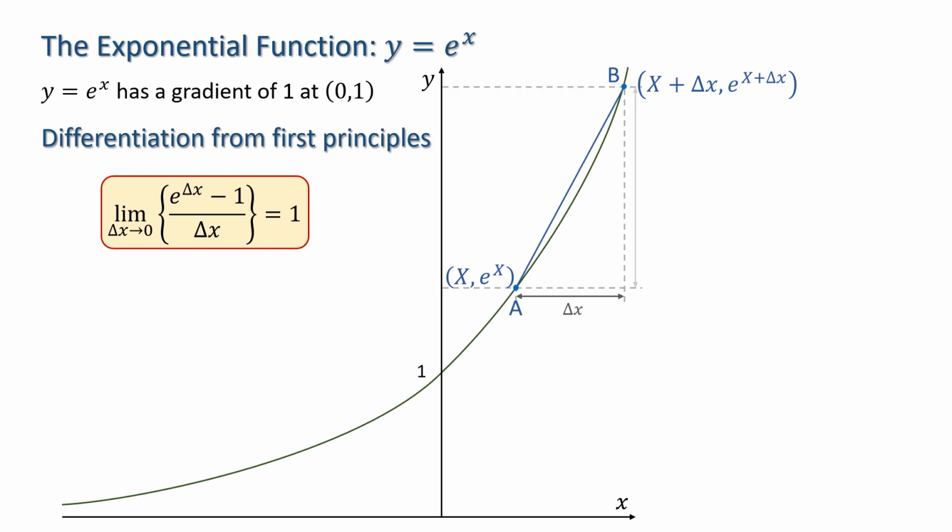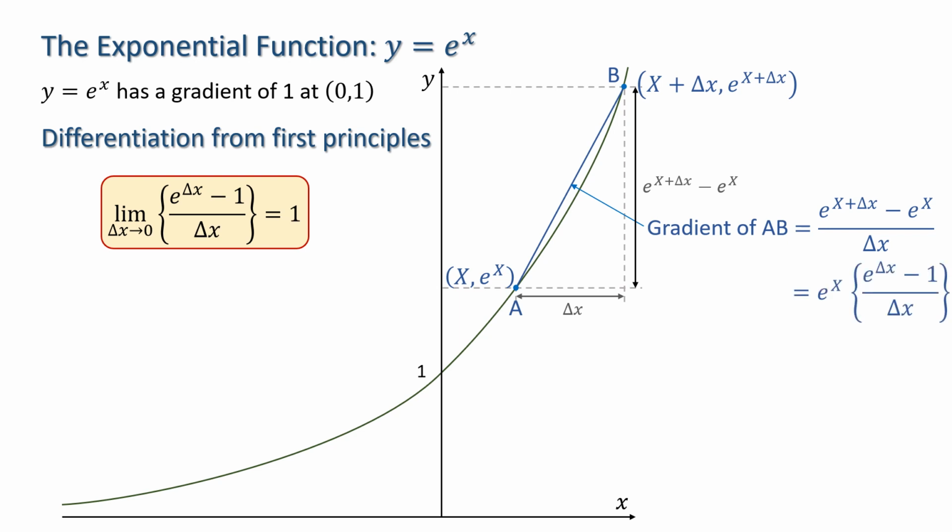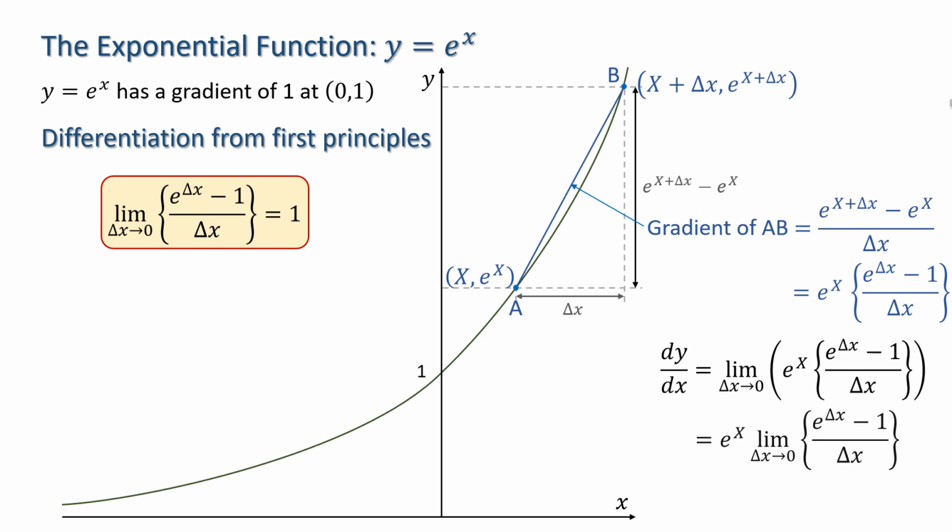Thus, the increase in y between A and B is e to the x plus delta x minus e to the x, and the gradient of AB is e to the x plus delta x minus e to the x over delta x. Looking at the numerator, there's a common factor of e to the x, which we can take out of the expression for the gradient, expressing it as shown here. Finally, to find the gradient at A, we find the limit of this expression as delta x tends to 0. The factor e to the x is not dependent on delta x, and thus this can be taken outside of the limit.